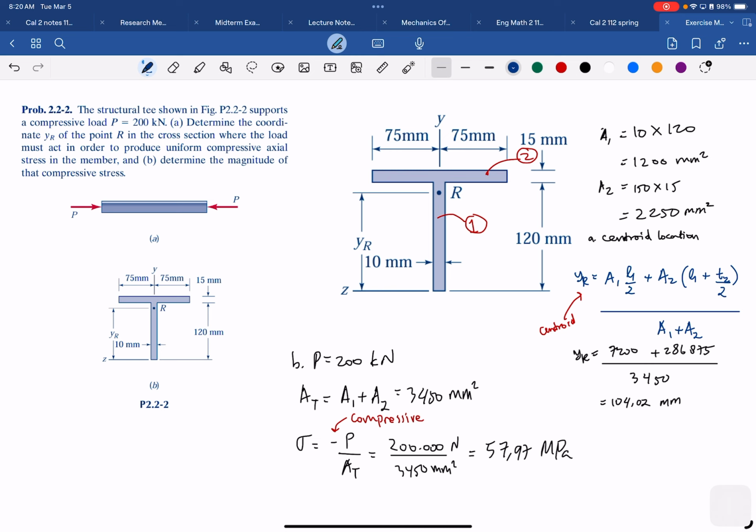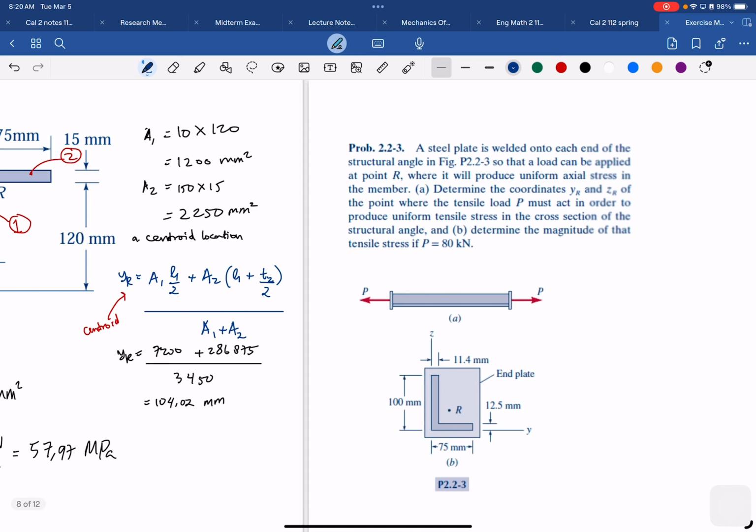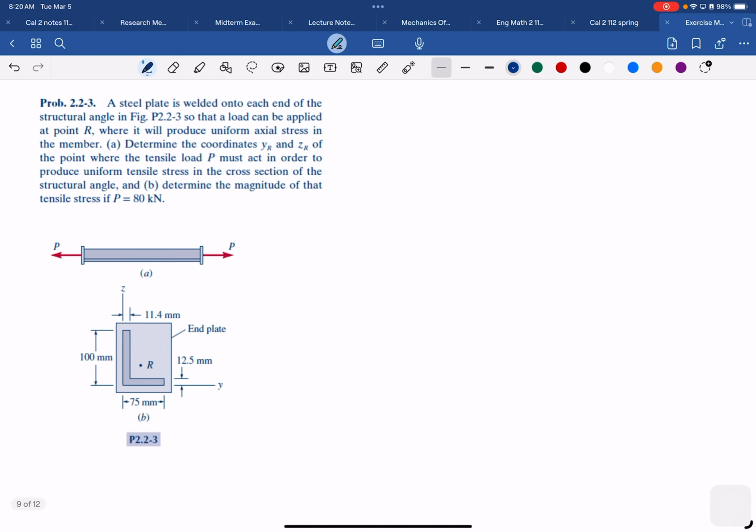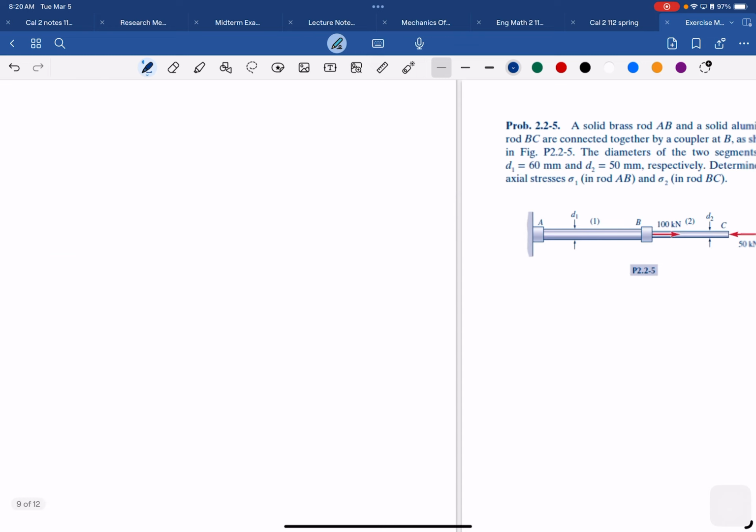So I would like to continue, and you can try this one. This is also a similar question. We need to take the centroid and then calculate, and then calculate the magnitude of the tensile stress.